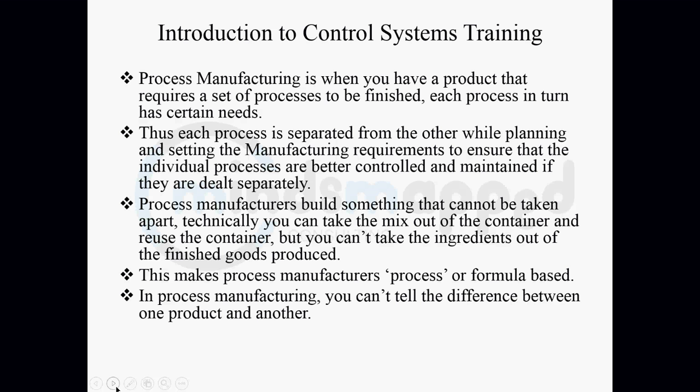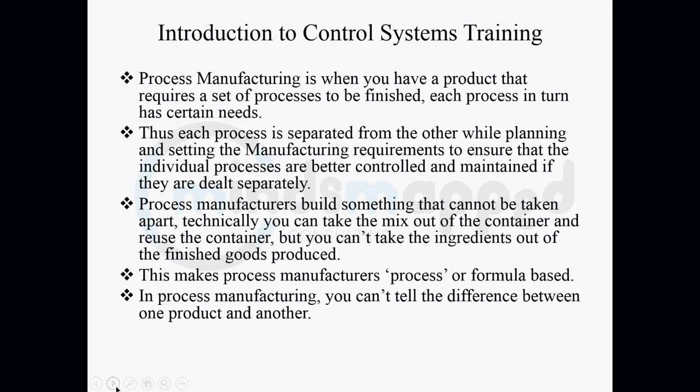So that means that, using the same example, you can't break down sugar to obtain sugar cane, or break down the energy, the power that you produced, to obtain the gas or the coal that you used to produce it, right? So this makes process manufacturing process, recipe, or formula based, right? In process manufacturing, you can't tell the difference between one product and another.